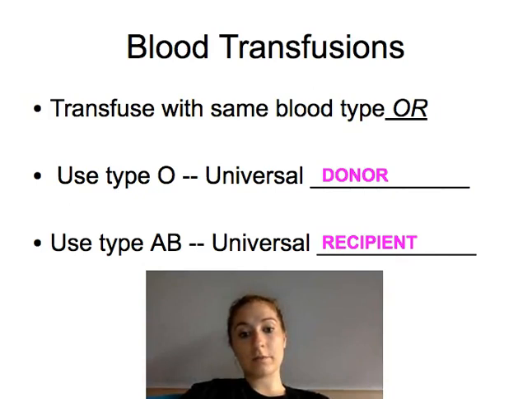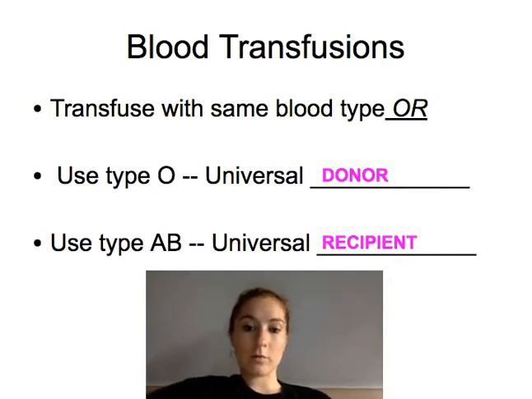Or to use type AB blood, that person can receive all the different blood types because it can receive A, it can receive B, and it can receive AB and O. So they are the universal recipient, so if you're that person, you're pretty lucky. But if you have type O blood, you would want to donate a lot because everyone can receive type O blood because it has no antigens on it.